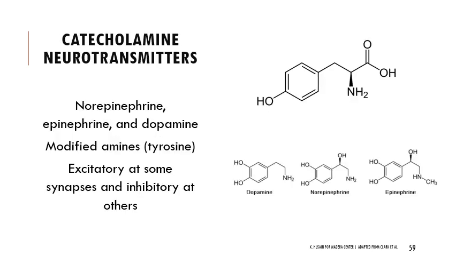There's also the catecholamine neurotransmitters. So this is another term for norepinephrine, epinephrine, and dopamine. These are modified versions of the amino acid tyrosine, which you see pictured up above. Then there's the chemical structures of dopamine, norepinephrine, and epinephrine, and you can see that they are very similar. They're just biogenically modified versions of that tyrosine. And again, they can be excitatory at some synapses and inhibitory at others.